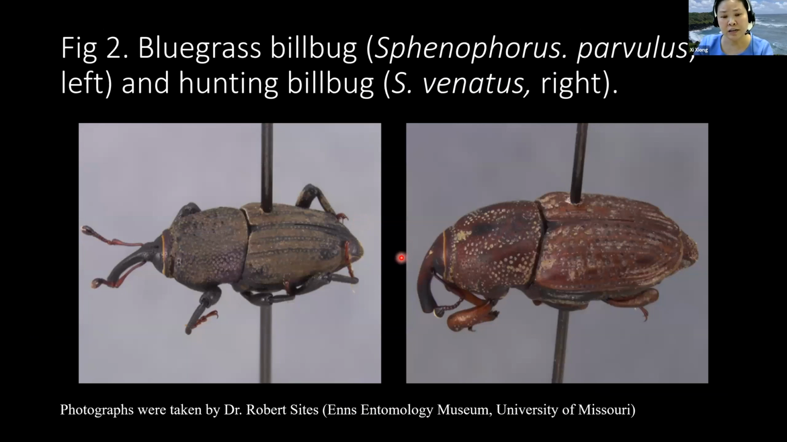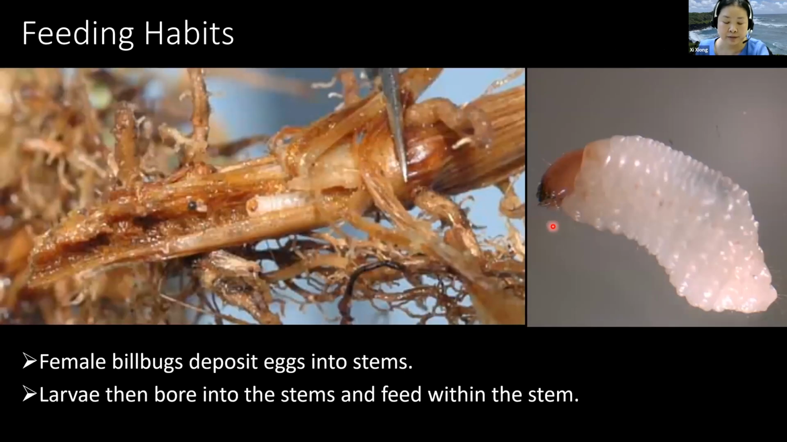There are 11 different species of billbugs in North America that could cause damage on turf grass species. And here in Missouri and the surrounding states, we have primarily two species of billbugs. The left one on your screen is the bluegrass billbug, and the one on the right is the hunting billbug. The hunting billbug in the past was believed to be a southern pest that's mainly a problem for warm season species, but in recent years, we found this to become an emerging problem in our state and the surrounding states.